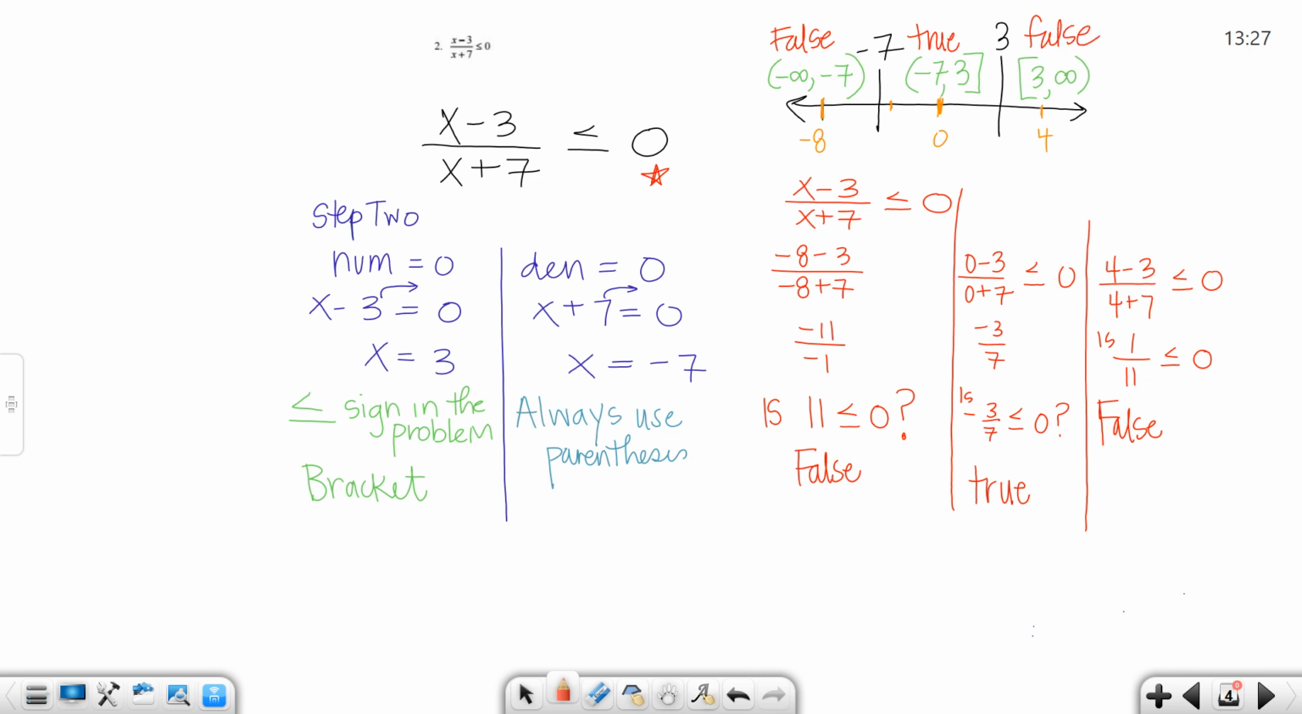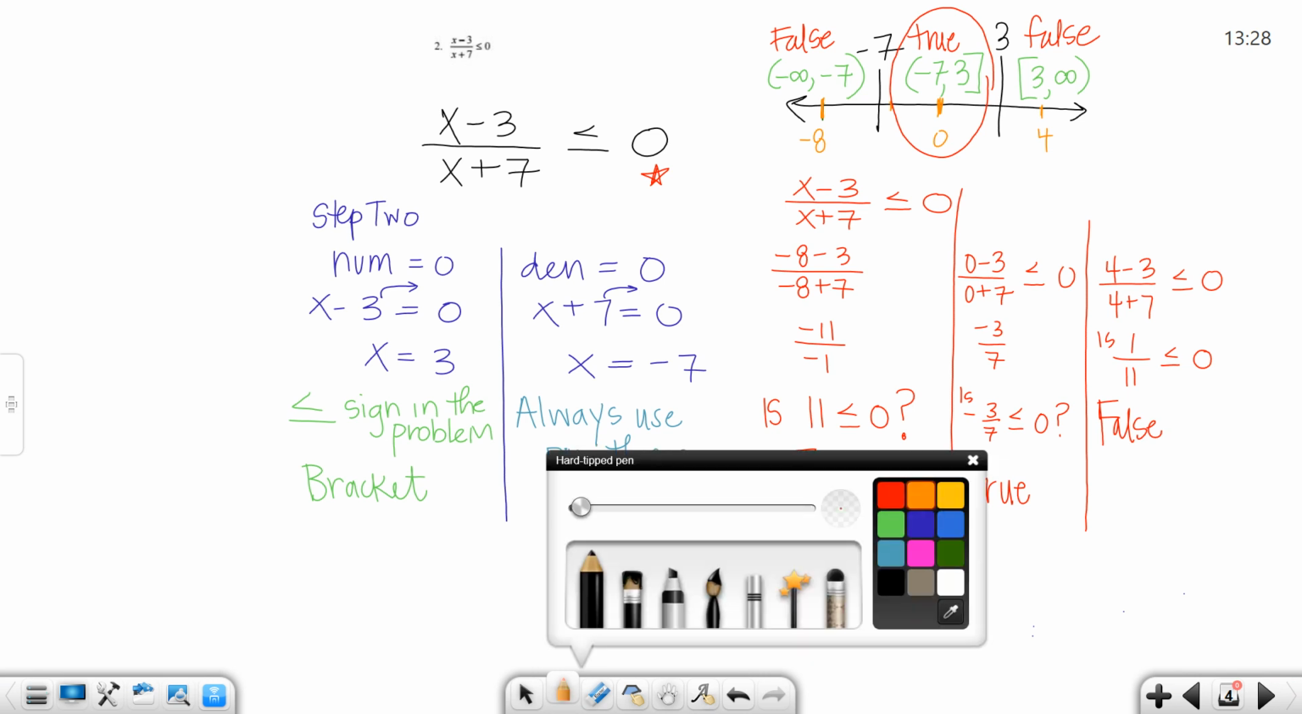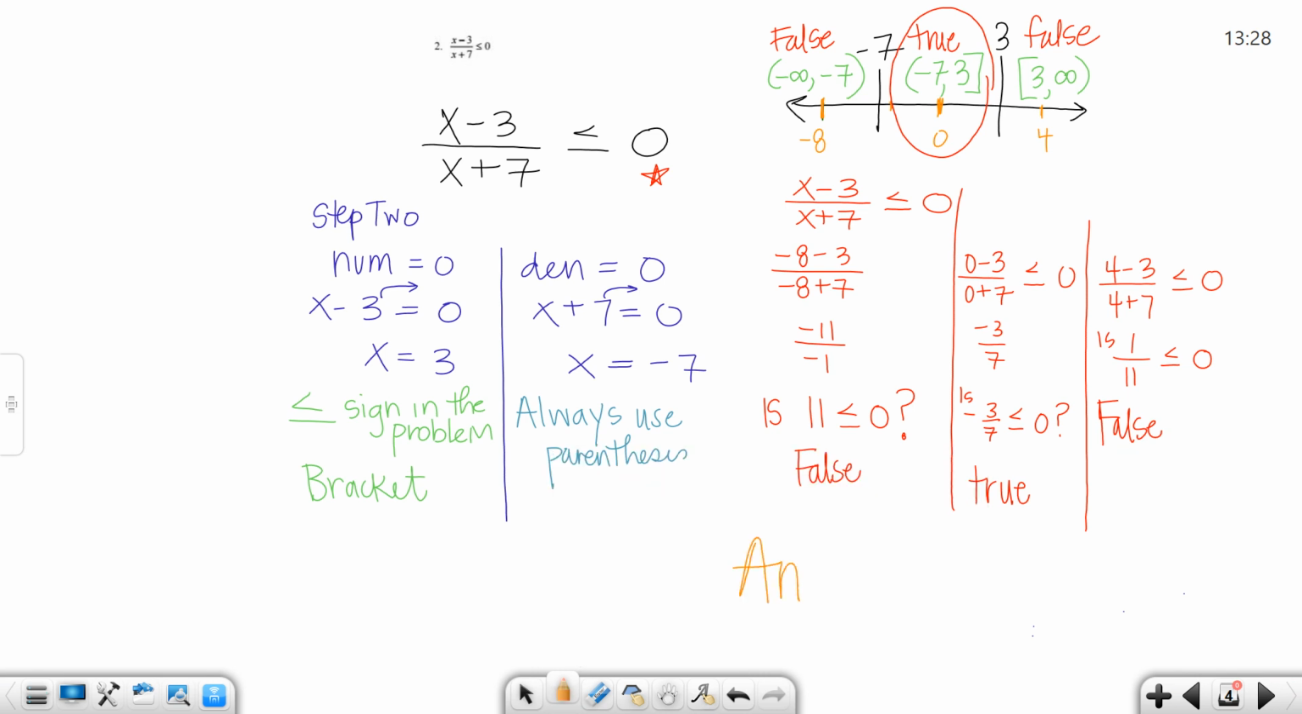Now remember, the way that you choose your answer is you only pick the true intervals. So your answer for this one is only the true intervals, so you only have one this time. So it would be from -7 to 3 with a bracket. That's how that one would look.